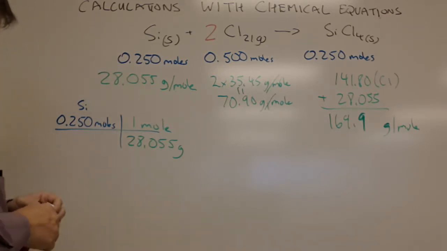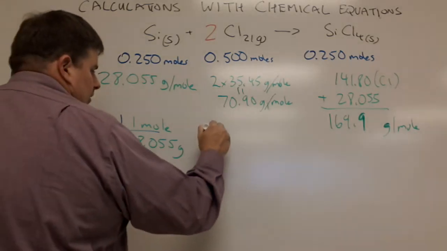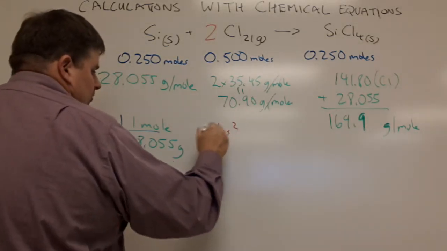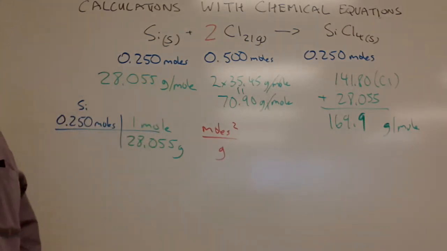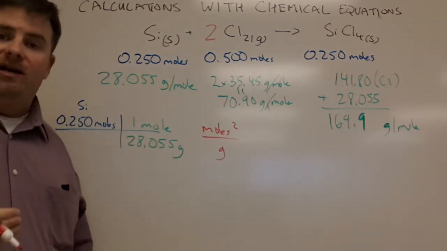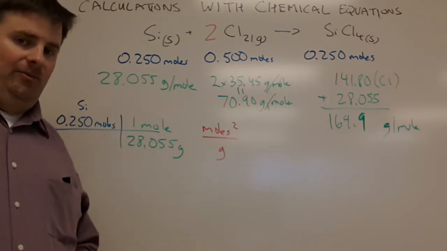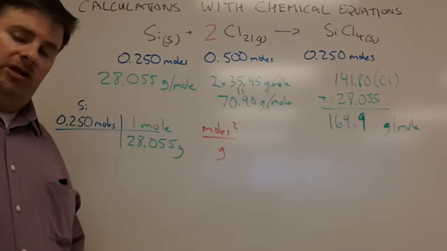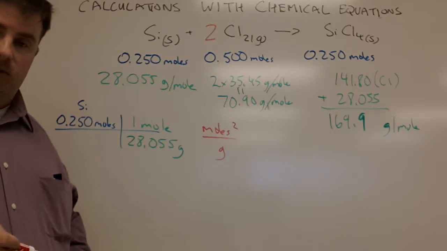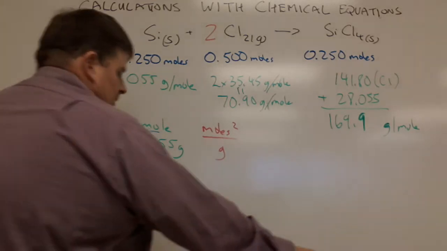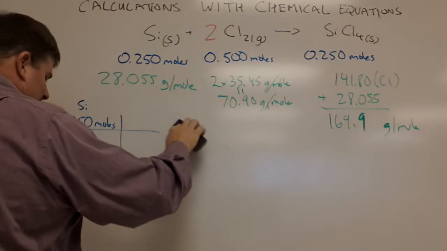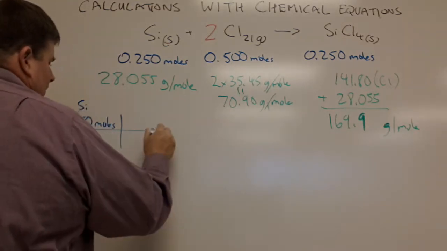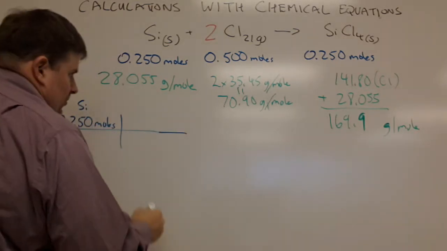When I multiply this through, what I get out is moles squared over grams, because moles times moles over grams. Does that make any sense? If I'm looking for mass or weight of my material, is that unit going to help me? No. Use the units to double check that you're doing things correctly. I see this all the time, which is why I put it on here. So now I've got to put this the right way.